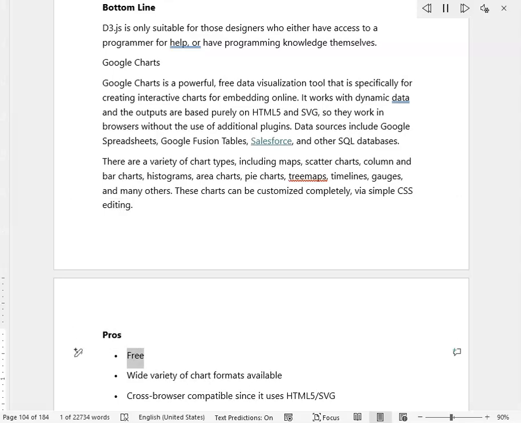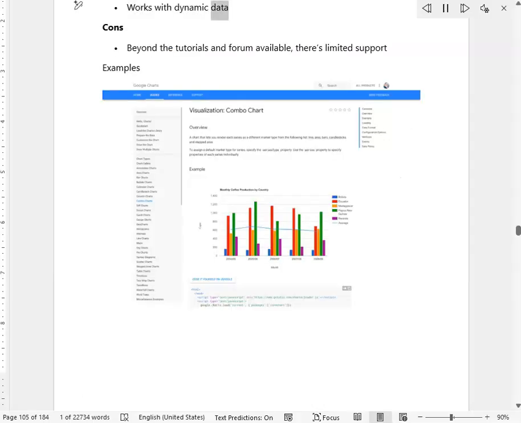Pros: free. Wide variety of chart formats available. Cross-browser compatible since it uses HTML5/SVG. Works with dynamic data. Cons: beyond the tutorials and forum available, there's limited support.